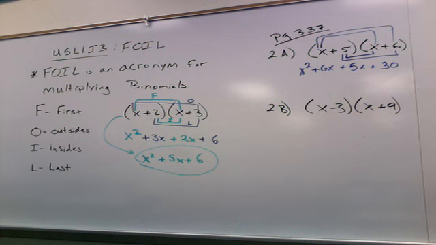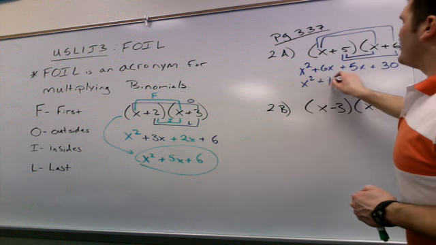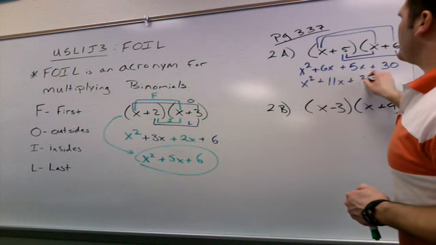Good. So how do I simplify now? Which ones are like terms? 6x and 5x. So we get x squared plus 11x plus 30.